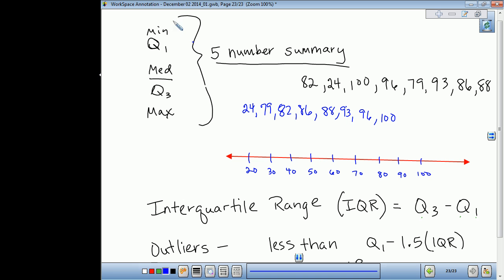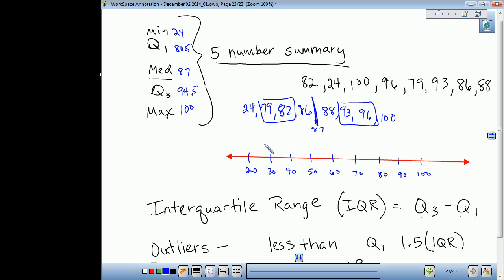Okay, so did you get 24? Yes. 80.5? Yes. 87? Yes. 94.5? And 100? Yes. Did you notice that this was an even amount of data? So if we did it by hand to find the median, we'd have to average those two middle numbers. Is that the same number? Yes. And to get Q1, we'd have to average those two. Is that the same number? Yes. And to get Q3, we'd have to average those two.